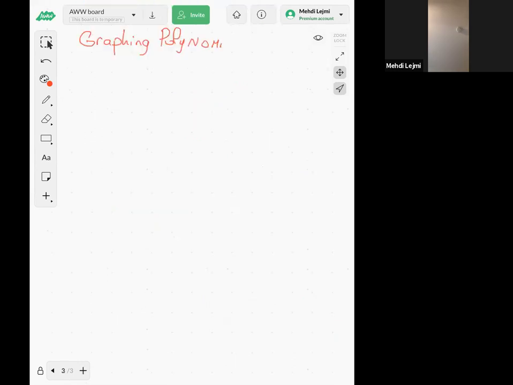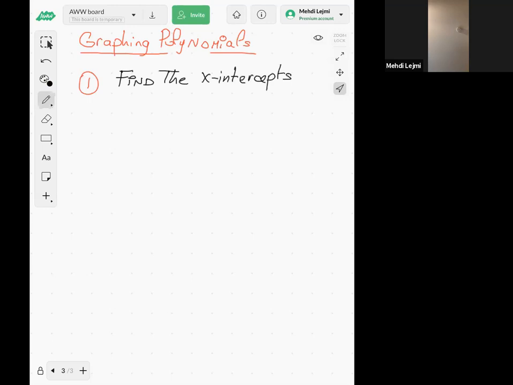Yeah. So now we're going to graph our polynomials. Okay, so the steps are the following, guys. To graph polynomials, first you need to find the roots, the x-intercepts, and their multiplicities, of course.